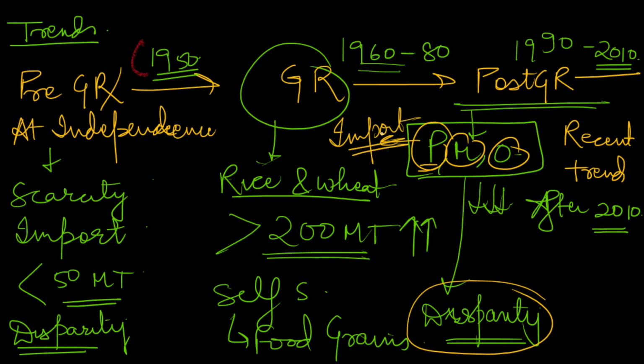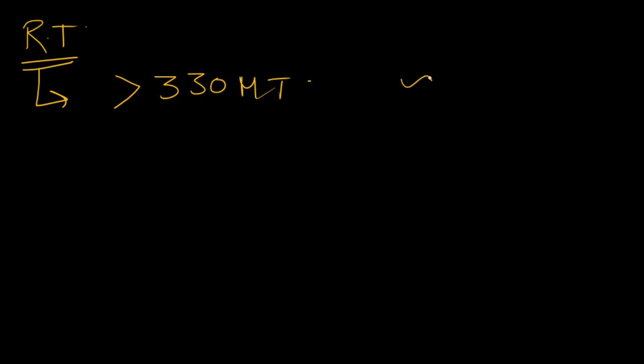So all these problems you can mention in post green revolution. Then we have the present trend, which is right now. I'm taking the next page for the present trend, the recent trend. So recently we can see that yes, our food grain production has increased to more than 330 million ton. It's around 350 million ton around now.